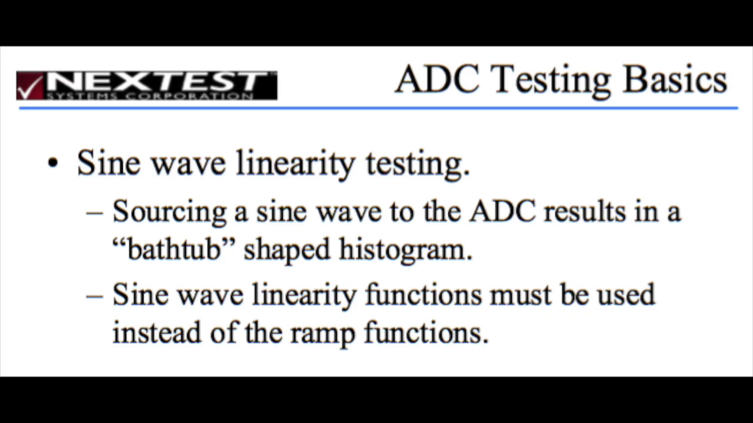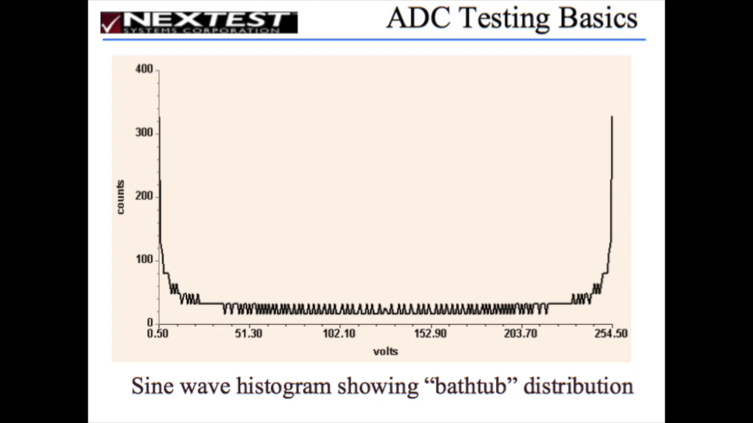So in some companies, they want a sine wave histogram. So we set up sine wave linearity. Sourcing a sine wave into an ADC results in a bathtub-shaped histogram. Sine wave linearity functions must be used instead of the ramp functions. Here's what a histogram looks like for a sine wave with the bathtub. It looks like a bathtub. Some people insist on this, and you can't say no. I mean, the customer is always right?